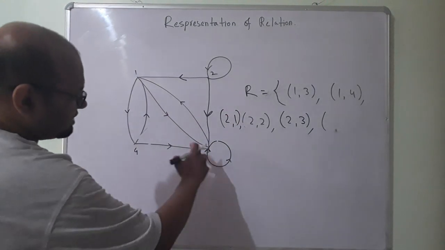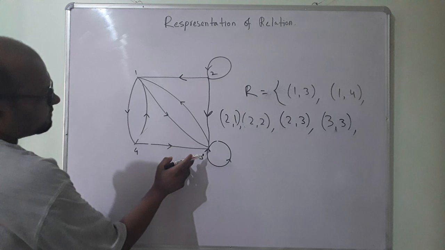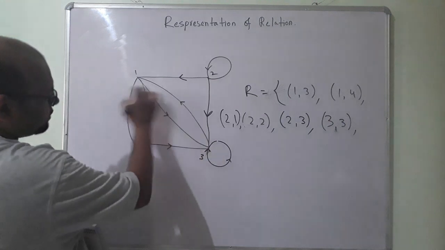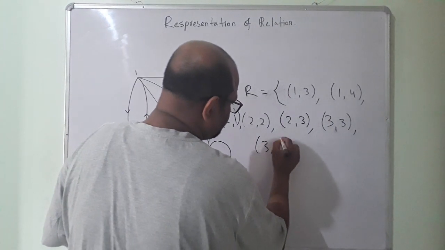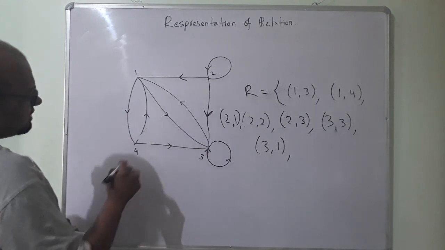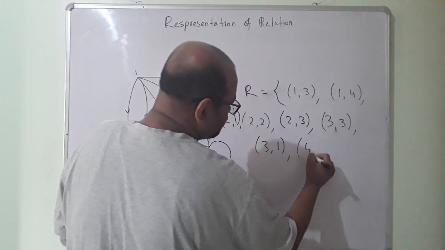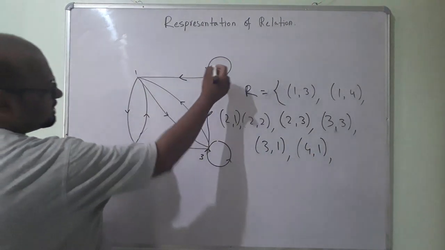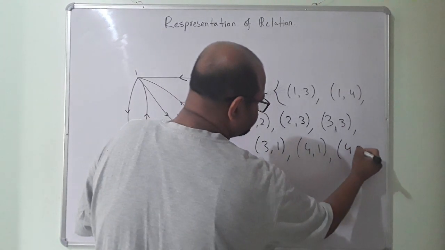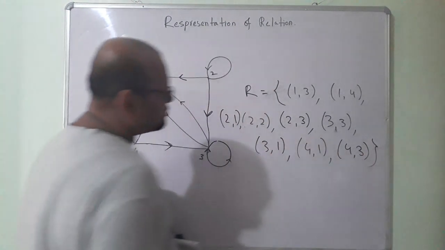Then 3 3 is here, because of this self loop we know 3 3 is here. Then 3 2 is not there, right? So 2 3 is there, 3 2 is not there. 3 1 is there. What about 3 4? 3 4 is also not there, 4 3 is there. Now let us look at 4. 4 1 is there, correct? 4 2 is not there, 4 3 is there. Because of this edge we know 4 3 is there. What about 4 4? This self loop is not there, so 4 4 is not there. So this is our relation.